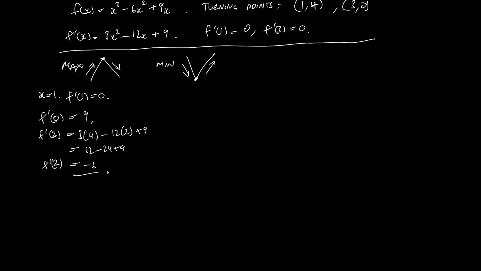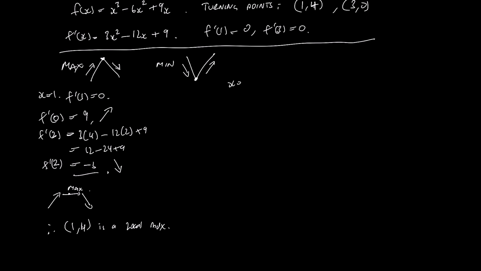Now this is negative, so this is sloping down. And f dash 0 is positive, so this is sloping up. So if we go sloping up to flat to down, well, we found a maximum here. So therefore 1 comma 4 is a local max.